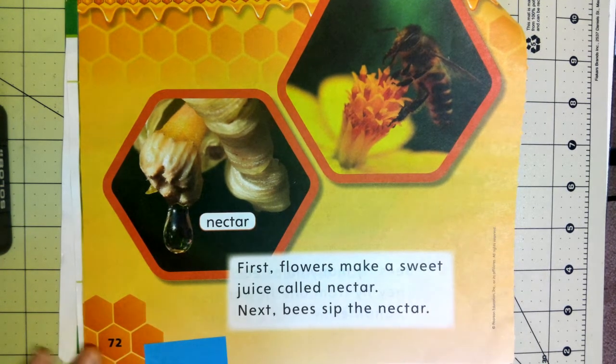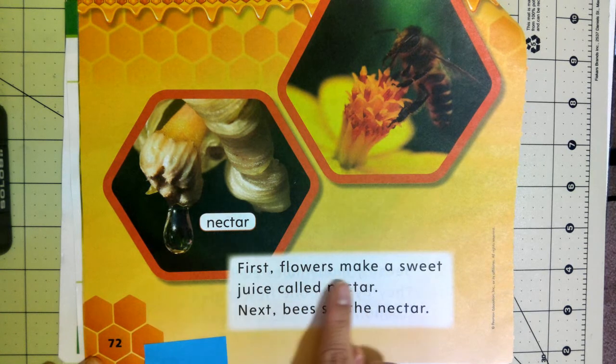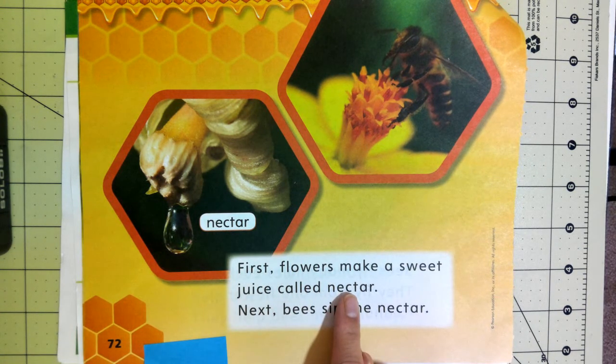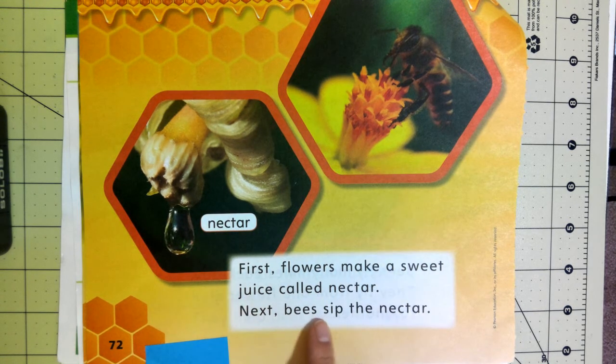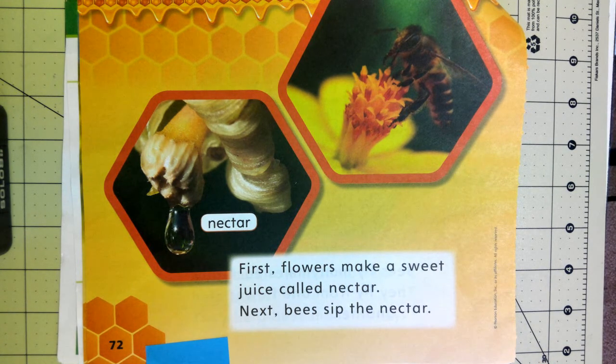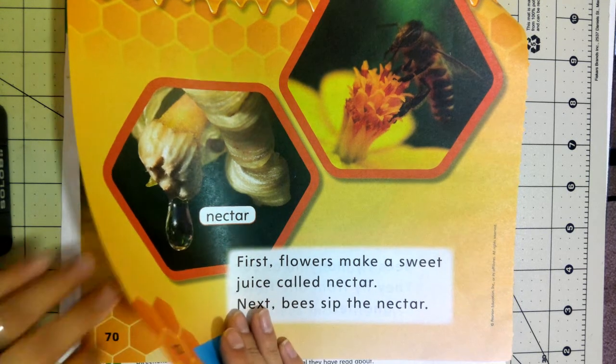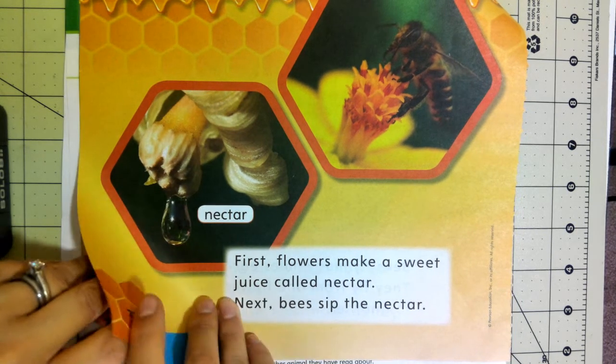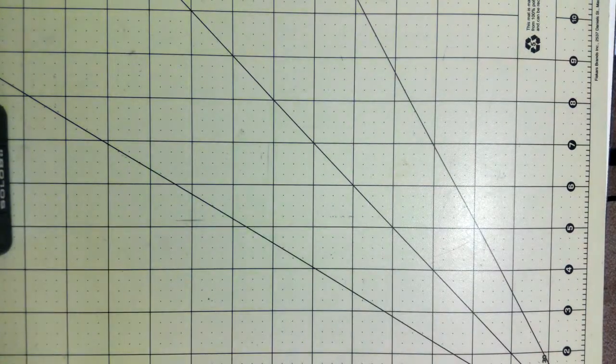So on page 72 it says, first flowers make a sweet juice called nectar. So the first thing that happens is the flower has to make the nectar. Next, bees sip the nectar. So after the flowers make the nectar, next bees have to come and drink the nectar before the honey can be made. So let's go back to our page 80.